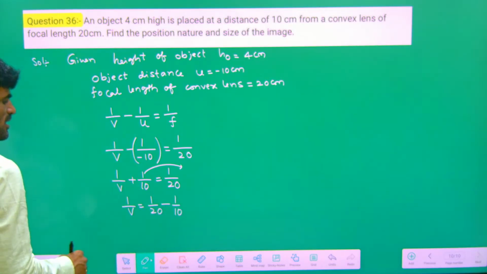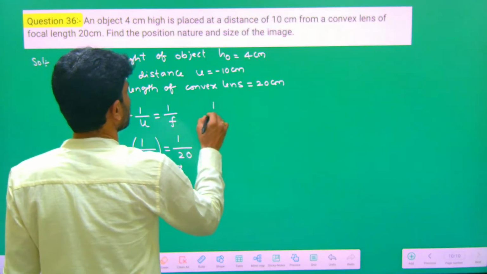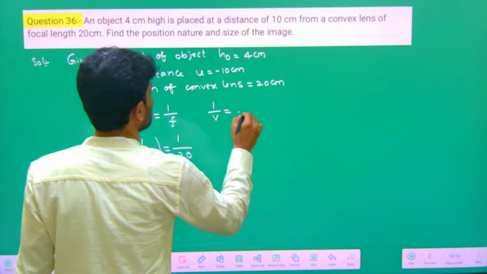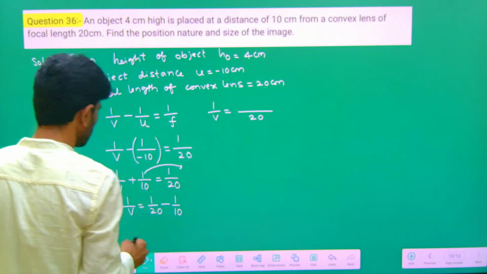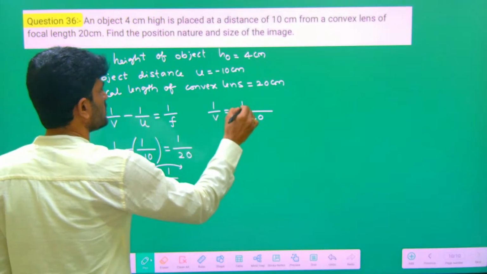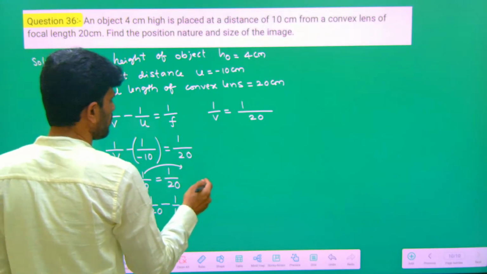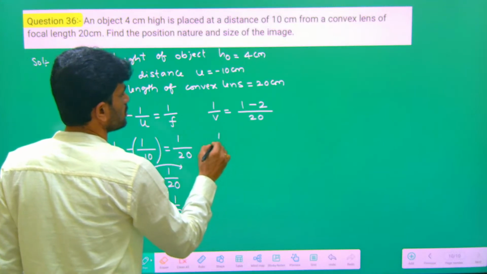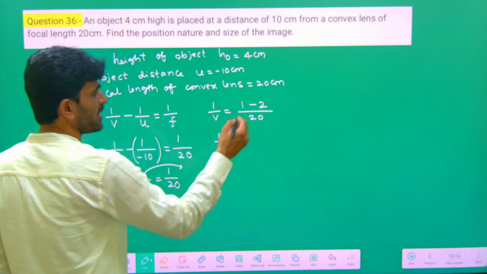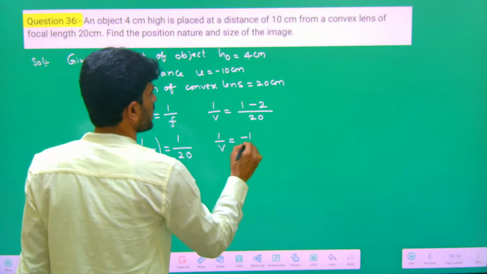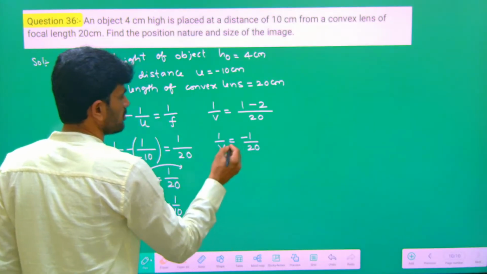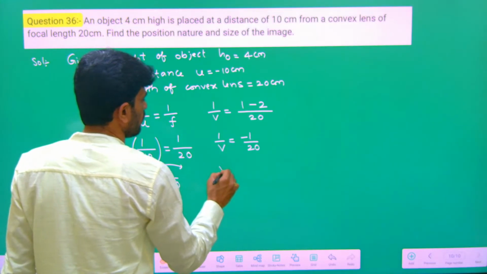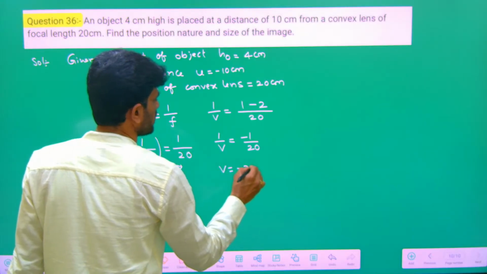Now we can take the LCM here. 1 by v is equal to, LCM is 20. Here 1 as it is. Here we have to multiply 2 to 10 to get 20, so it is minus 2. 1 minus 2, so 1 by v is equal to 1 minus 2, which is minus 1, so minus 1 by 20. By this what we understand? v is equal to minus 20 centimeters.